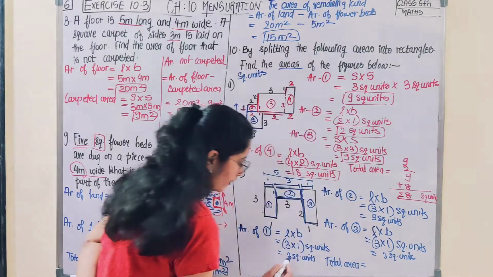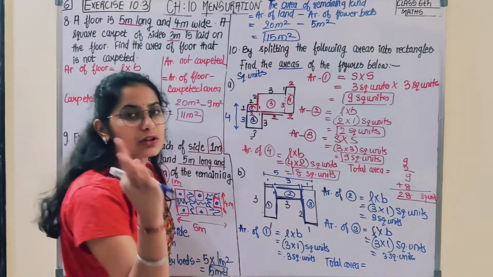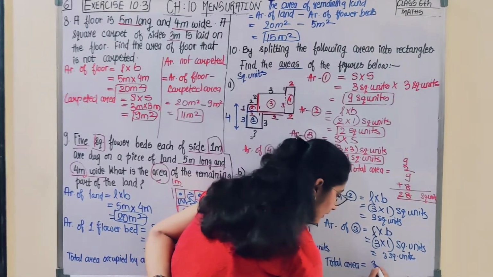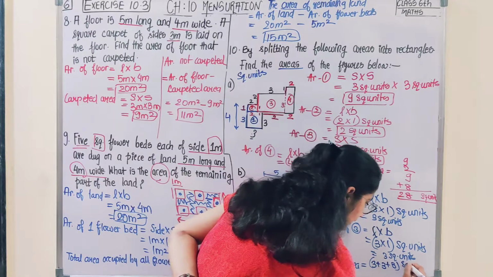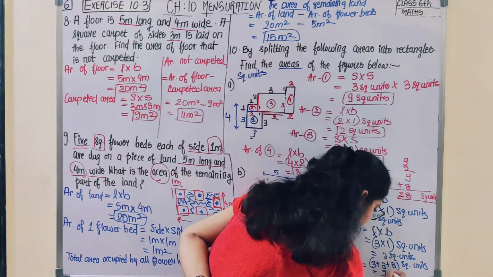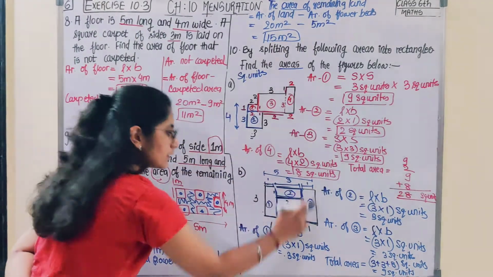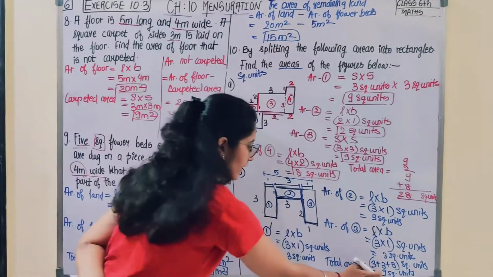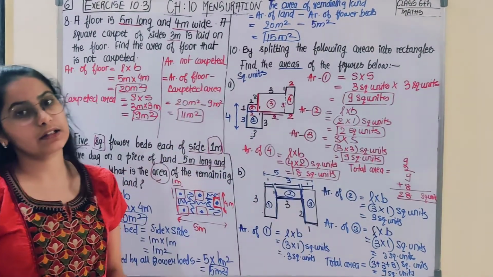Okay, so total area is equal to 3 square units plus 3 square units plus 3. So 3 times है ना. So 3 plus 3 plus 3 square units, that is 9 square units. So the total area of this figure is 9 square units. The total area of the previous figure is 28 square units.